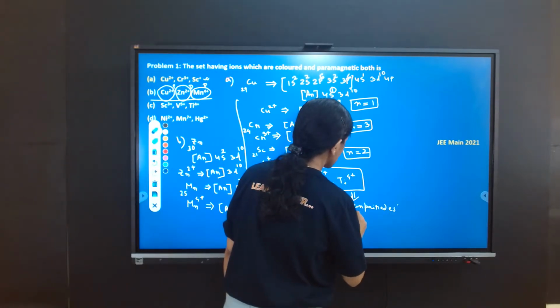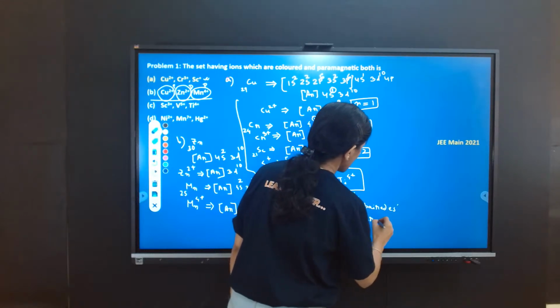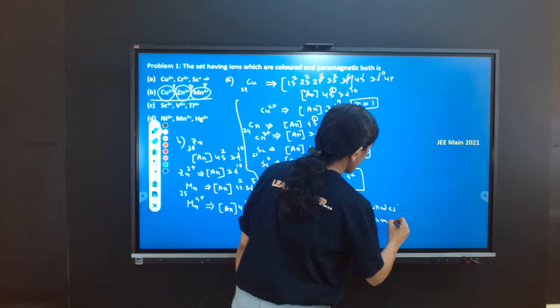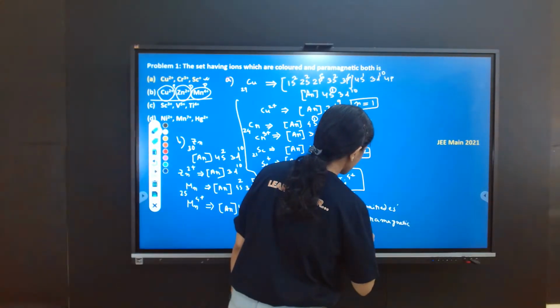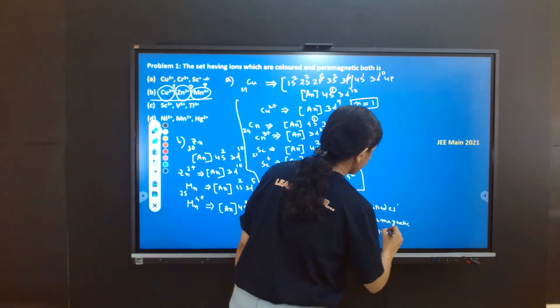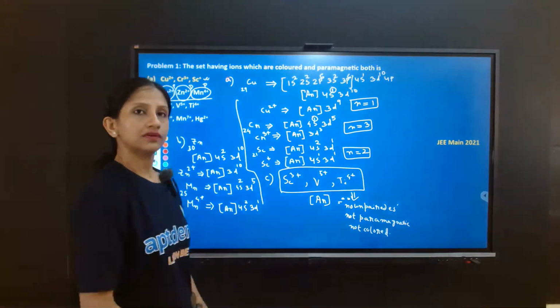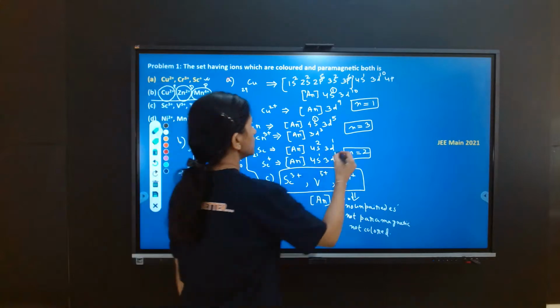So they are not paramagnetic and not colored, right? So option C is also not the right option. Now option D is left.